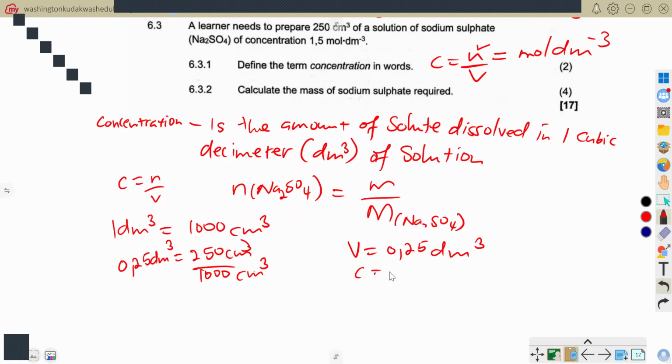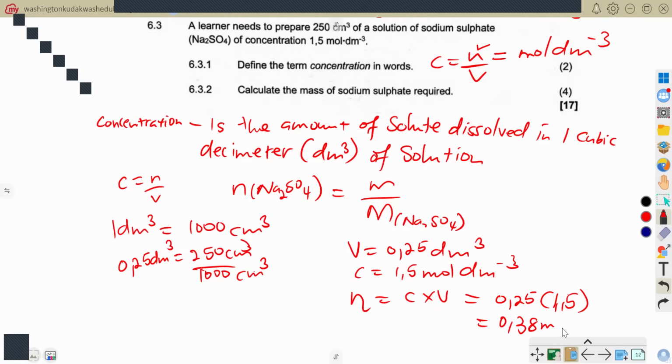And then the concentration that you are given is 1.5 moles per decimeter cubed. So to find the number of moles, you multiply concentration times volume. This gives you 0.25 times 1.5, which is 0.375. So you get 0.38 moles by rounding off to 2 decimal places.